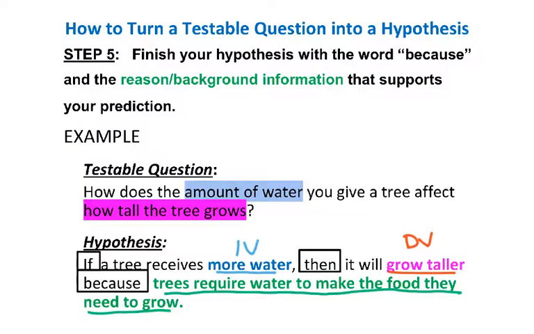So I did a little bit of background research and I learned that plants make their own food and they need water to do that. So the reason that I think more water will give me a taller plant is because I know that trees require water to make the food they need to grow. This is my reasoning. This is my because statement in green.